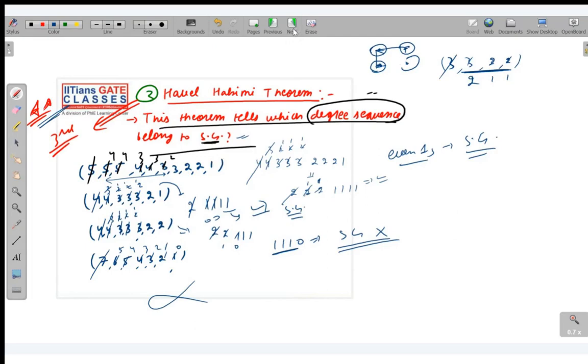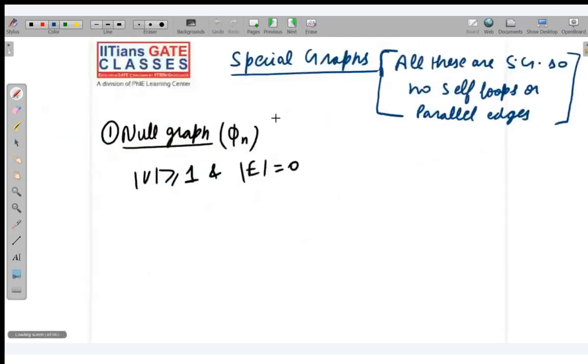Now we are going to start another topic. It is special graphs. It is very important. You can expect one question from this topic. This topic is very big, a very huge topic, but many questions have been asked. All these special graphs are simple graphs only, so there will be no self loops and no parallel edges.